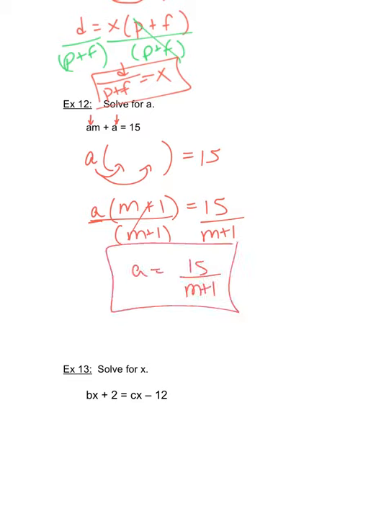The next one, example 13, has basically the same thing, but with a little extra step. And that extra step is, you'll notice that we're solving for x. There are two terms with x, but they're on opposite sides of the equal sign. So the first thing you want to do is get your x terms on the same side of the equation. That's your first step. I'll put a 1 for step 1.